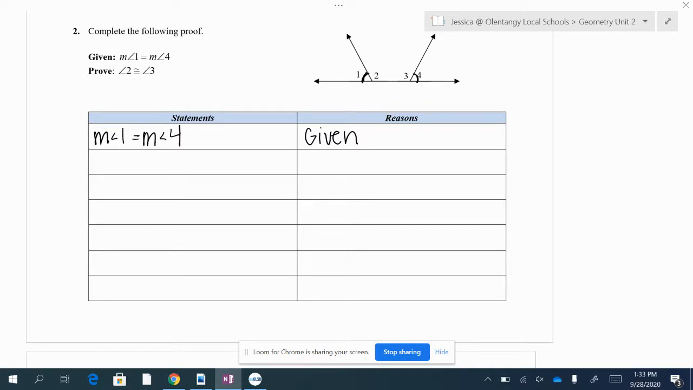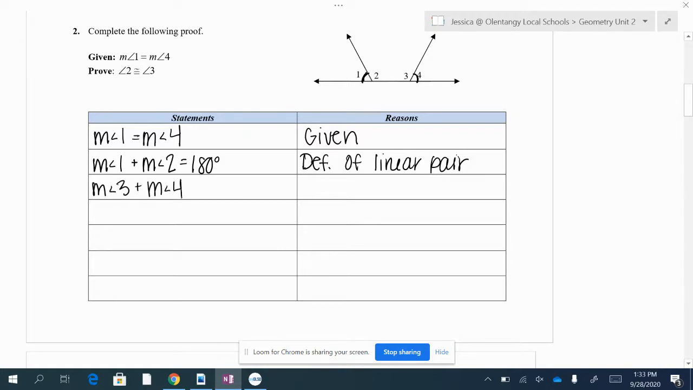So I know I probably have to do something with linear pairs here, so I'm going to go ahead and put in my linear pairs. So measure of angle 1 plus measure of angle 2 equals 180, and that is the definition of linear pair, because we know a linear pair adds up to be 180 degrees. Then I'm going to do the same thing with measure of angle 3 and measure of angle 4. So measure of angle 3 plus measure of angle 4 equals 180 degrees. And again, that is the definition of linear pair.